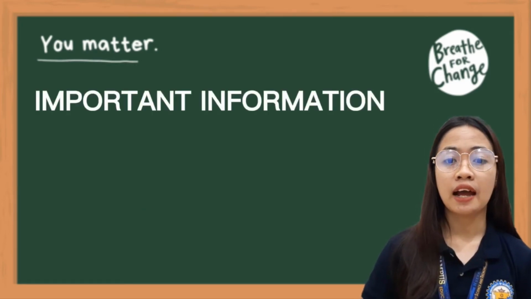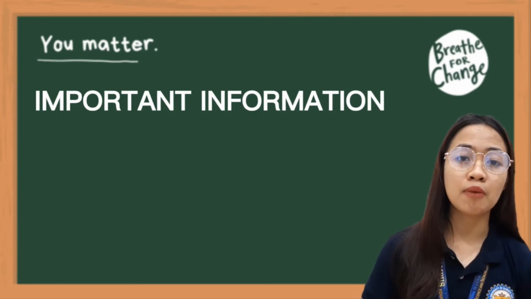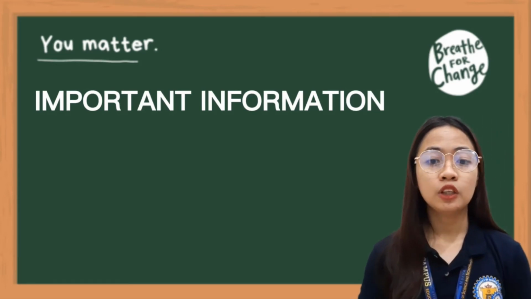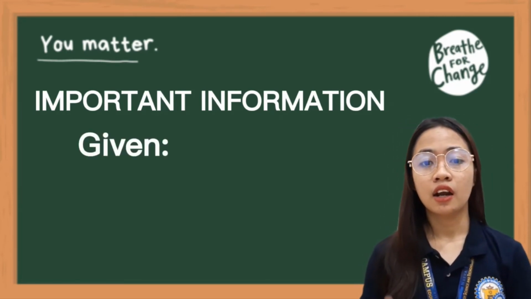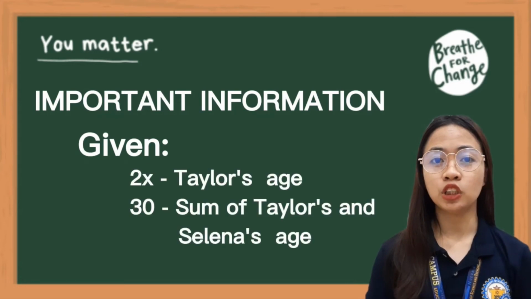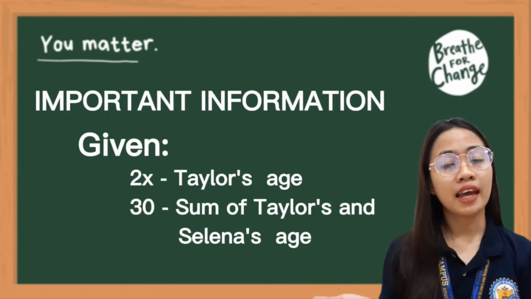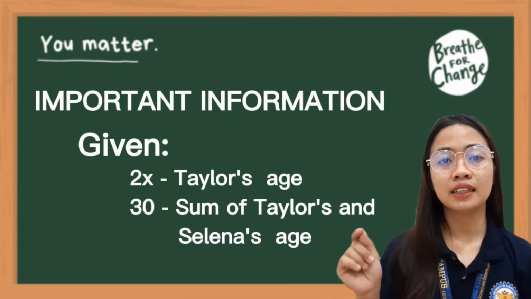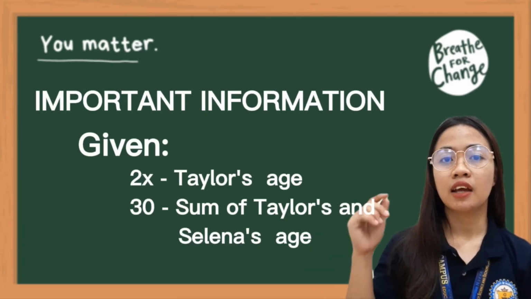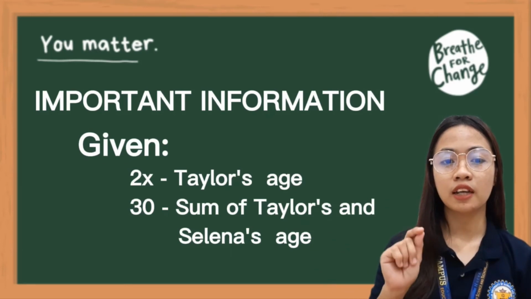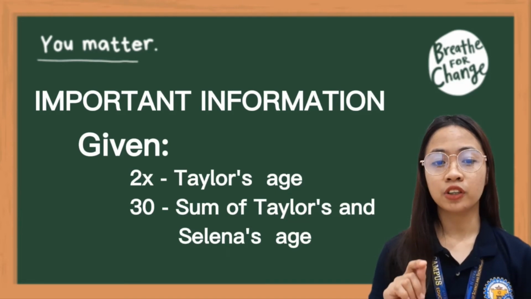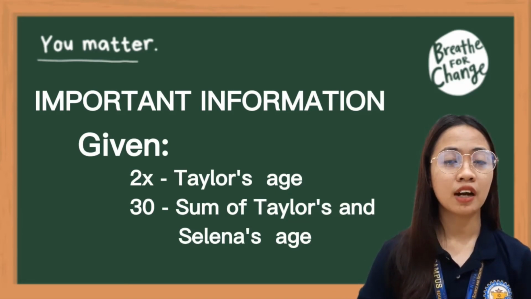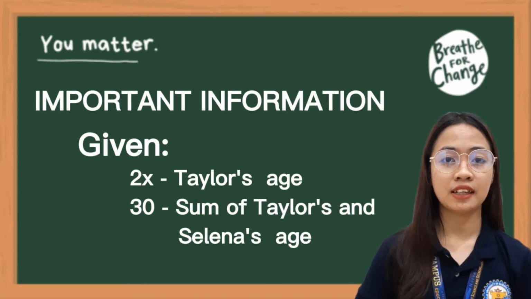So third step is important information. For short, these are the given data. These are the numbers and clues that we can use as we solve the problem. So our given are Taylor's age, which is 2 times Selena's age. So let Selena's age represent x. Therefore, Taylor's age is 2x. Another given is 30, which is the sum of the ages of Taylor and Selena.